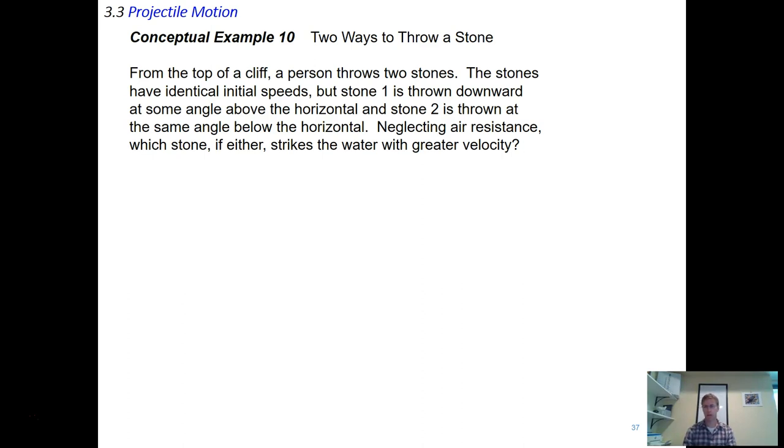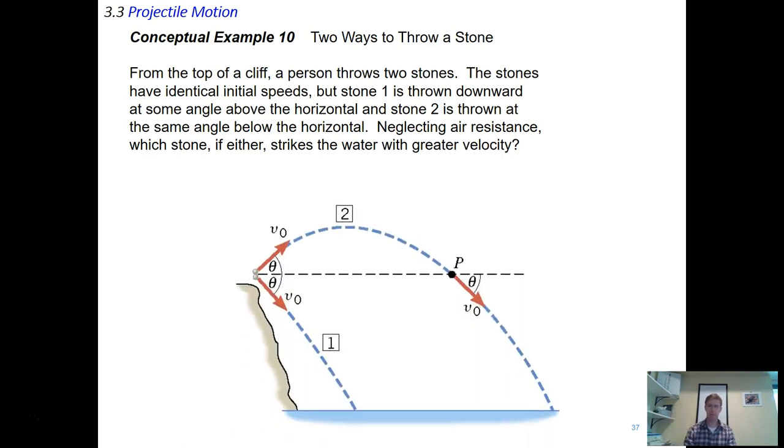All right. The correct answer: they will hit with the exact same velocity. Because by symmetry, the one that you throw up, when it returns to that same exact elevation, is moving downward with the exact same velocity at the same angle. So the path from point P to the water and from the start to the water for number one and for number two are going to be identical. This section here for rock one is identical to this section here for rock two, and so the speed that they hit the water with is identical.